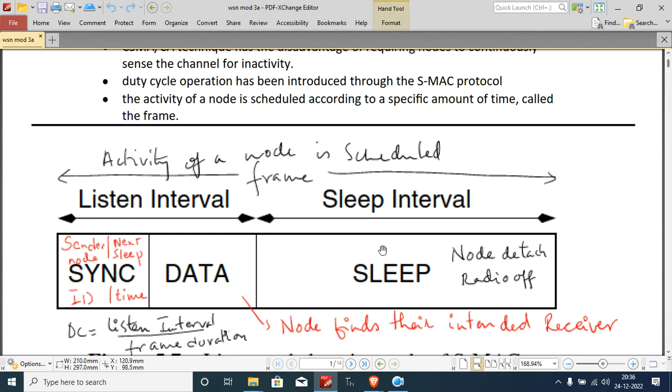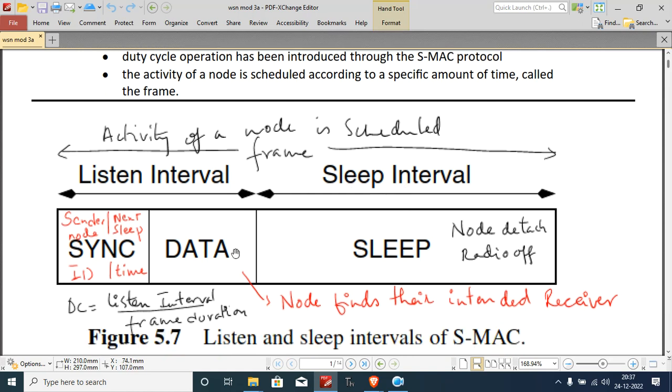This sleep interval was mainly introduced in order to conserve energy, because most of the nodes are battery operated and they need to achieve higher energy efficiency. That is why the sleep interval plays a very important role. Here the sync field of the listen interval in turn contains the sensor node ID, and the other part contains the next step timer, and using this data part of the listen interval, nodes will find their intended receiver. So this diagram gives you an idea about listen and sleep intervals of SMAC.